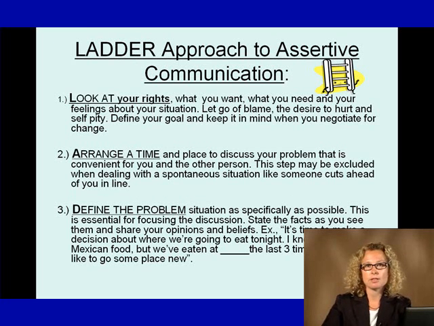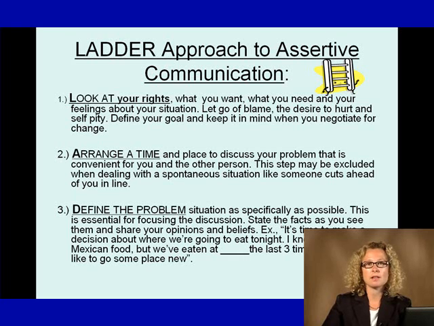The following 2 slides are nice handouts to review with your patient as a guideline for how to work on furthering one's assertiveness skills. Using the acronym LADDER, L-A-D-D-E-R, we encourage the patient to look at their rights, what they want or need or feel. We try to help them define their goal for communication.